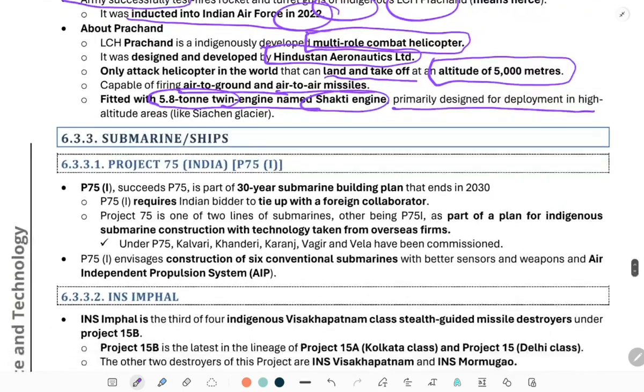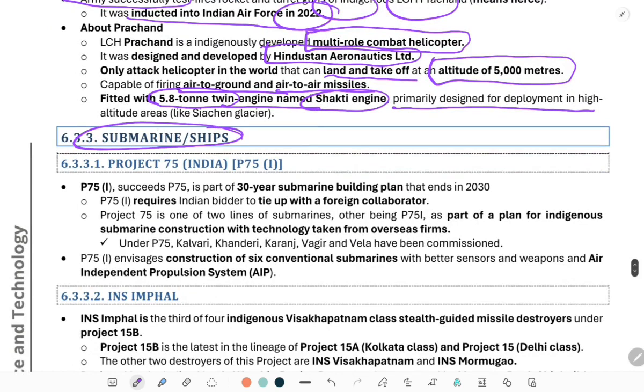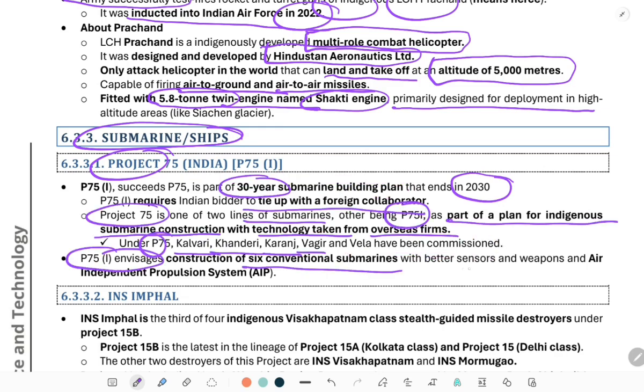Next, we'll see submarines and ships in the news recently. Project 75, P-75, succeeded, and it is a part of the 30-year submarine building plan that ends in 2030. P-75 requires the Indian bidder to tie up with a foreign collaborator for better sensors and weapons and an air independent propulsion system.